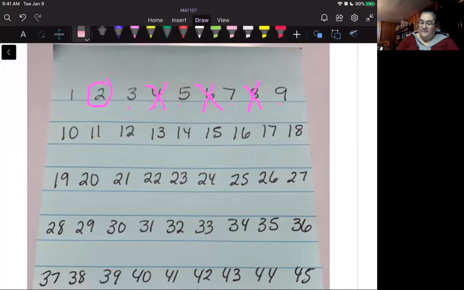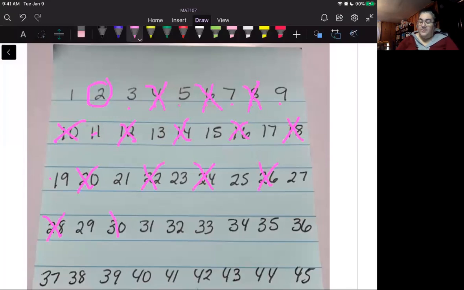Let's try that again. So 1, 2, cross out. 1, 2, cross. Repeat this counting by twos, crossing out every second number.